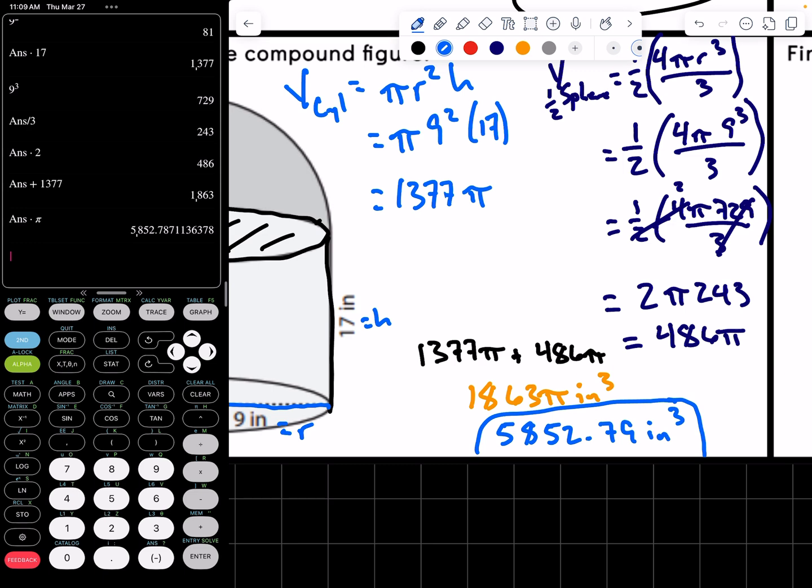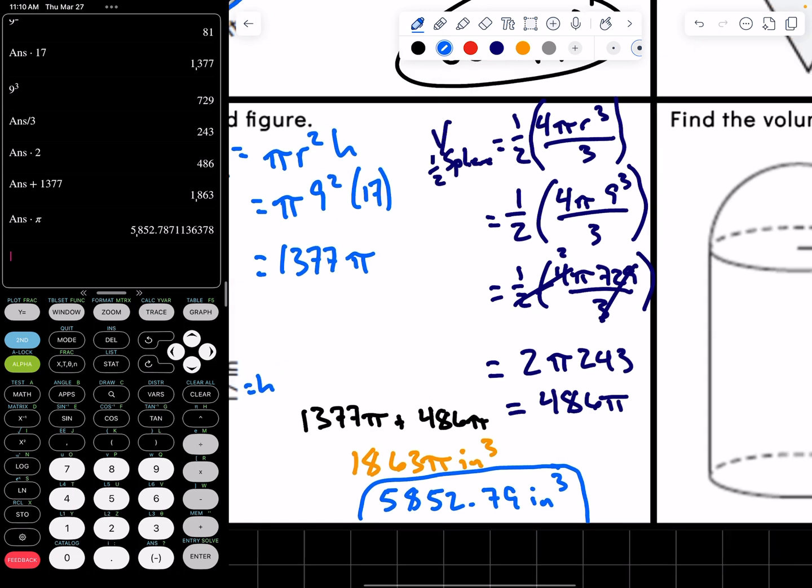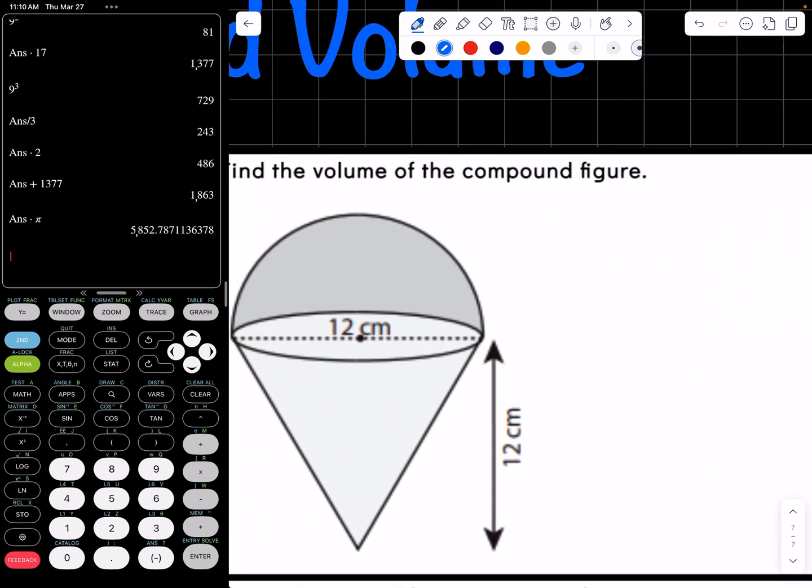To me, it's a lot easier to save pi for the very end, but just treat it like an X until the very end. But if that's not something that jives with you, then make sure that you have a plan to work through it. Here, we've got another hemisphere. And we have a cone. If the diameter is 12, then my radius is going to be 6. Let's go on ahead and do our cone first.